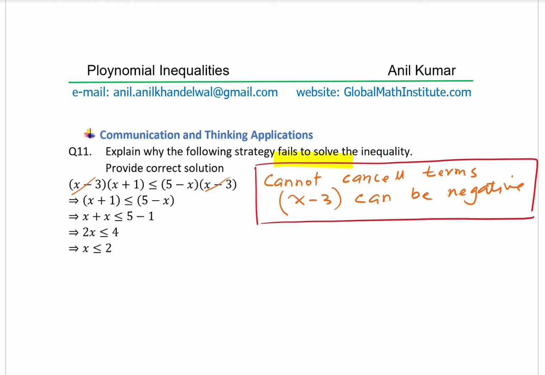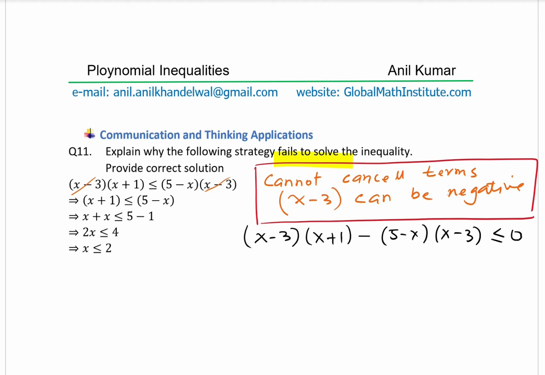So how are you going to do it? So let's redo it. Basically, we'll have to bring all the terms to one side. So the solution will be, we have x minus 3 times x plus 1, bring all the terms to the left: minus 5 minus x times x minus 3 is less than or equal to 0. Does that make sense to you?